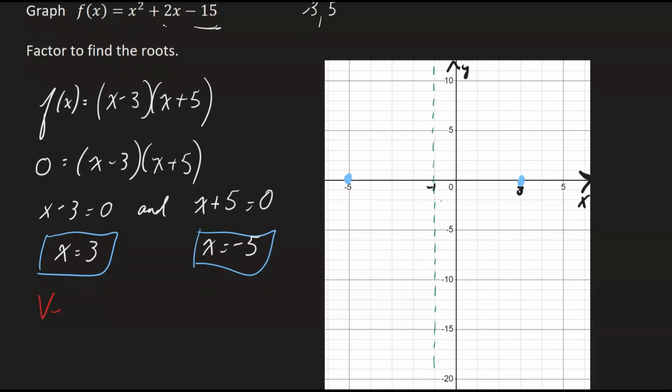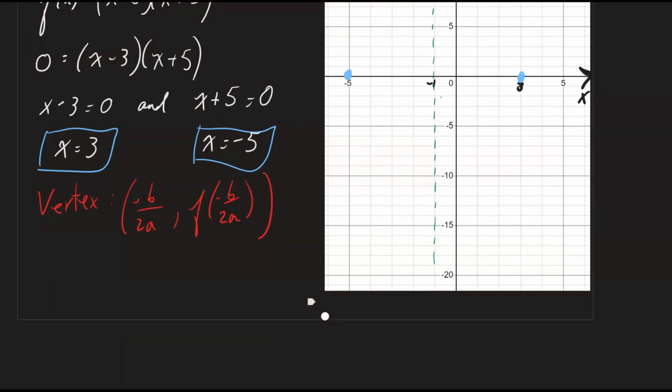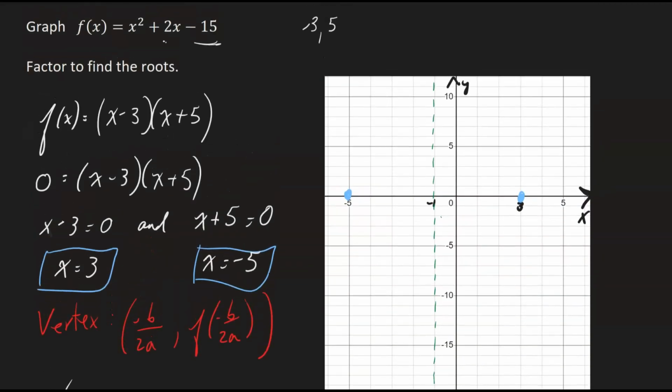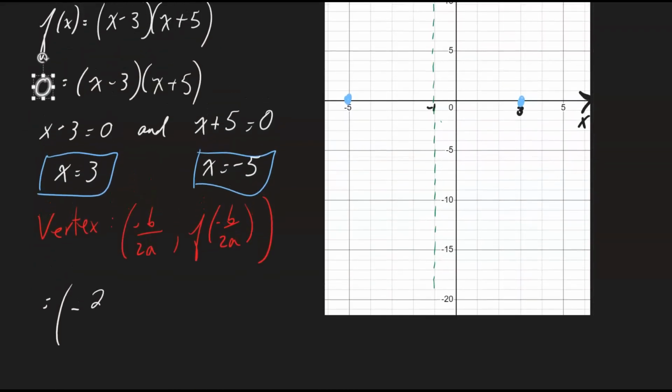And the vertex is -b over 2a, f of -b over 2a. So I need to scroll this up here for a moment and get a little space to write in. We'll do that formula. Let's find the x value of the vertex. -b over 2a. So negative, what is b? b is 2 and a is 1. Okay, so -2 over 2 times 1. f of -2 over 2 times 1.